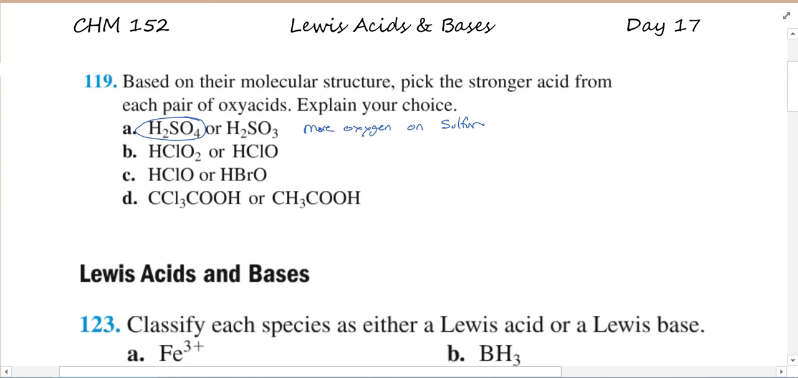So sulfur in this case would be what? Plus 6 versus plus 4, I believe. Yeah, because minus 2, minus 8, plus 6. Yeah. So sulfur is higher oxidation state. More oxygen on sulfur. That's why. Same thing with B. More oxygen on chlorine.